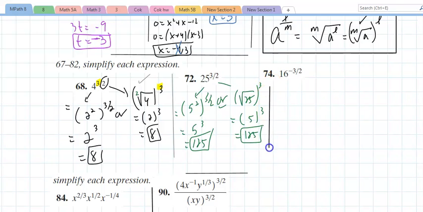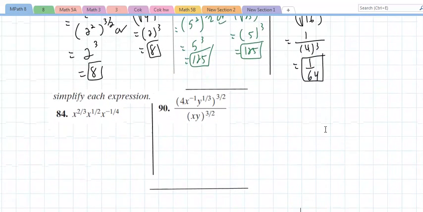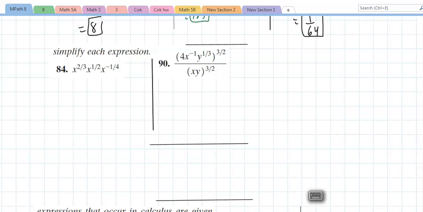And if I get to the last problem, I suggest you get rid of negative powers. That's 1 over 16 to the 3/2, which is 1 over the square root of 16 cubed. That is 1 over 4 cubed, and 4 cubed is 64. Now, if I want to simplify these expressions, this is x. When you multiply terms with the same base, you add the powers.